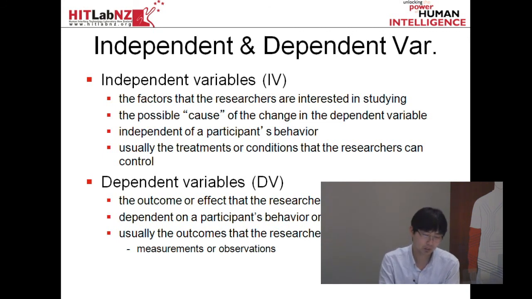And dependent variables are the outcome of the experiment or what you are measuring usually. And that depends on what conditions users are given. It will depend on what kind of interface they're using. So task completion time might depend on what kind of interface you are using. So that's why it's called dependent variables.